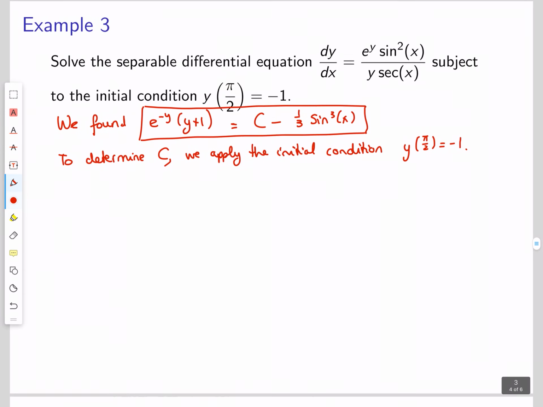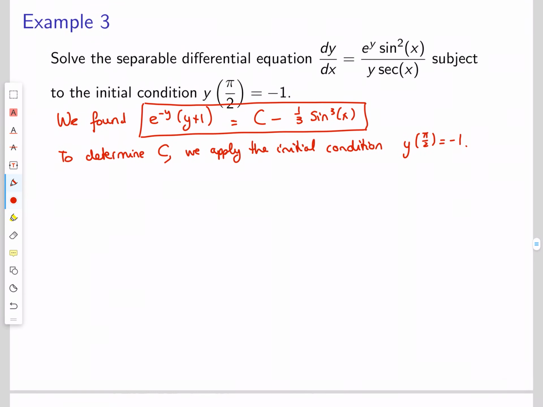Okay, so I still have to determine the constant of integration. So this is what we found on the previous page, that e to the minus y times y plus 1 is equal to that constant of integration C minus 1/3 sine cubed of x. And so to determine C, we apply that initial condition that y at pi over 2 is equal to minus 1. And that, of course, says that when x is equal to pi over 2, y is equal to minus 1.